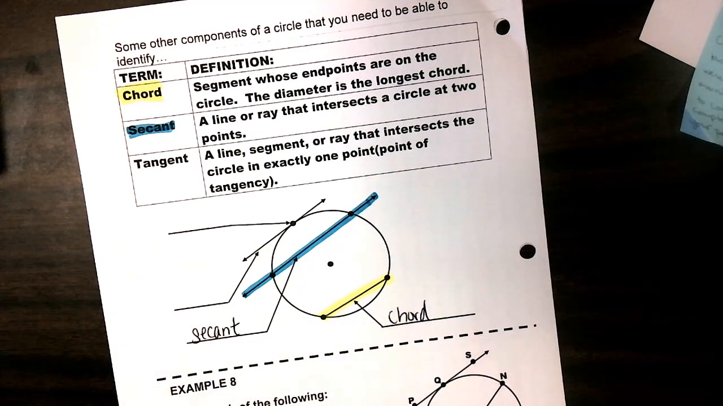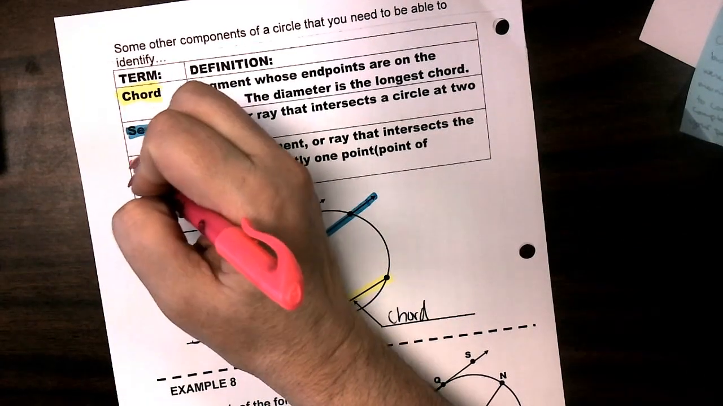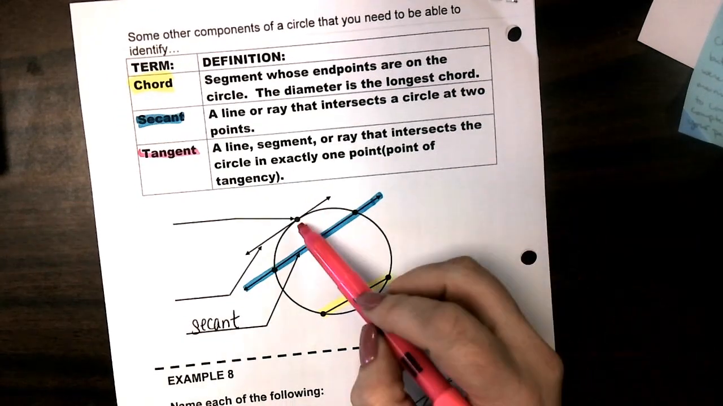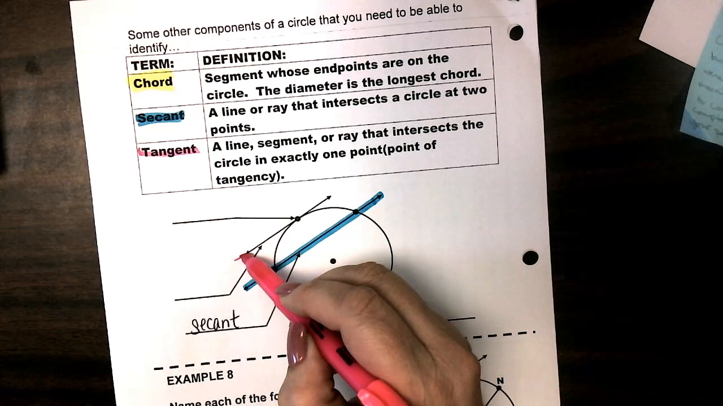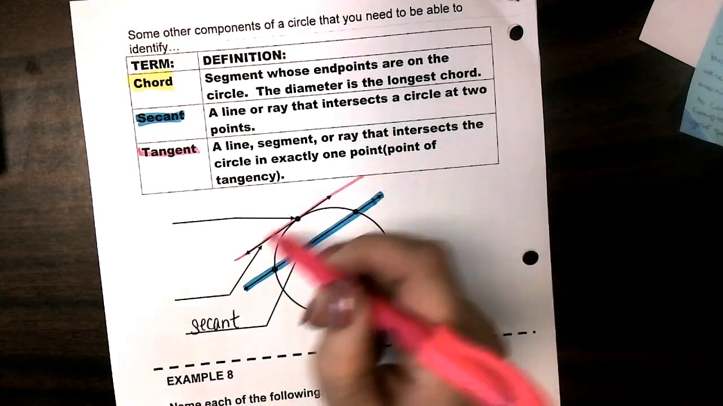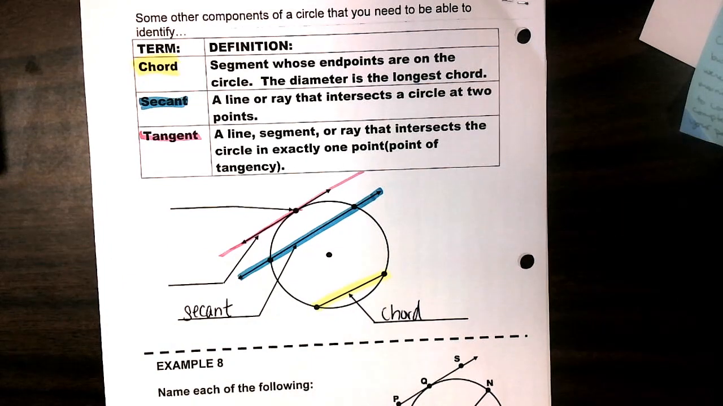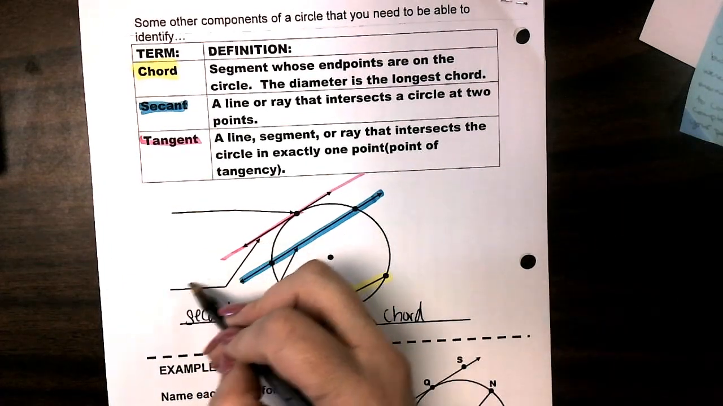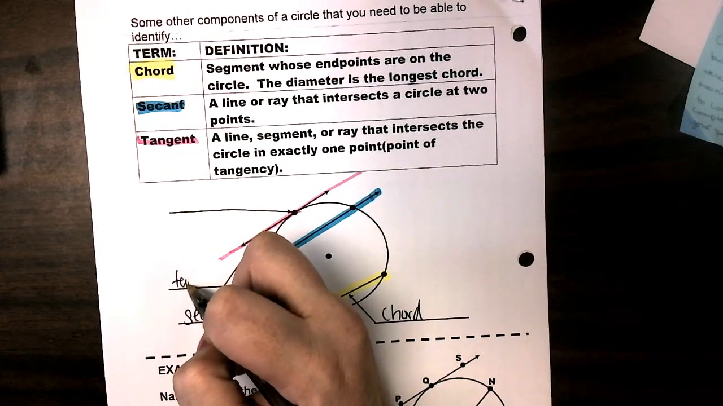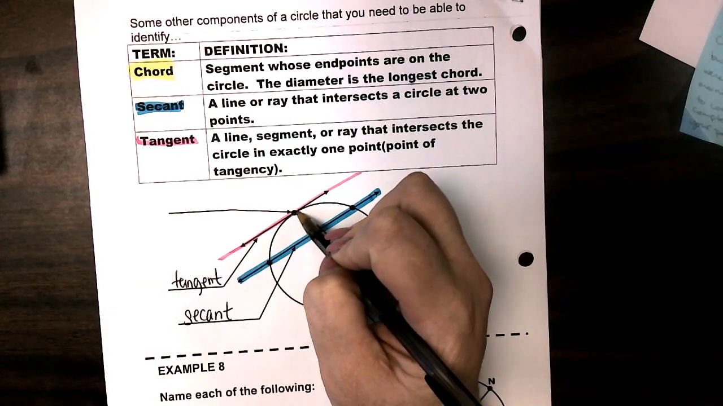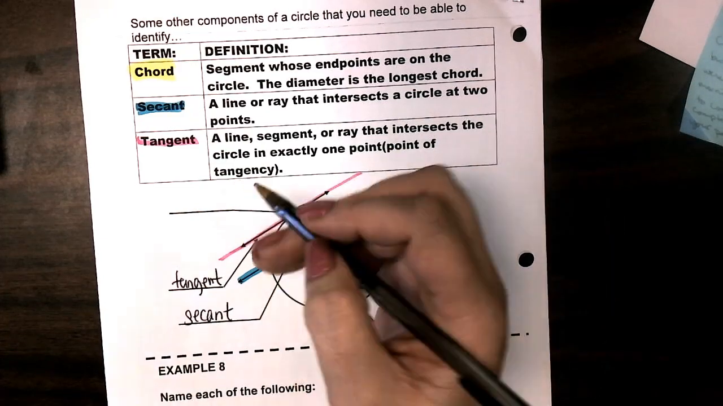And then a tangent. A tangent is a line segment or ray that intersects the circle in exactly 1 point, and then it extends on the outside of the circle. And so this here is tangent, and the line at the top is pointing at the point at which it intersects, and that is the point of tangency.